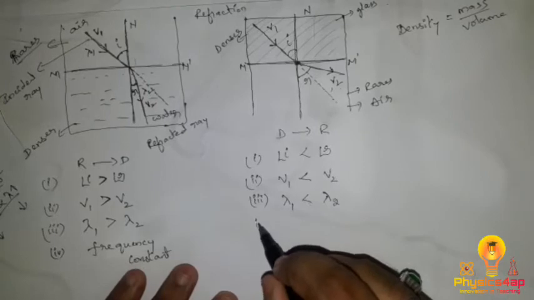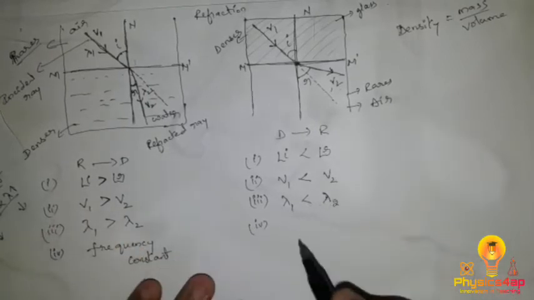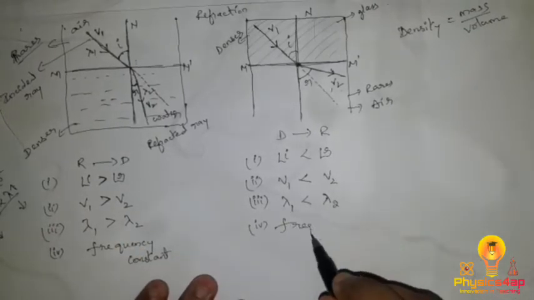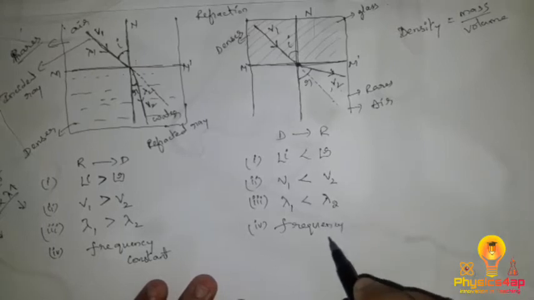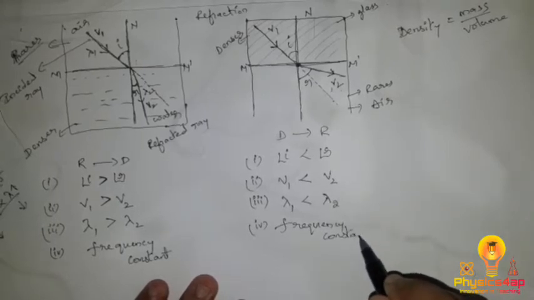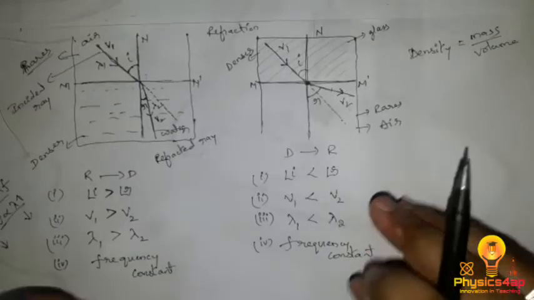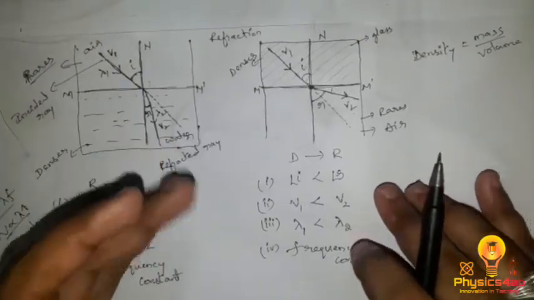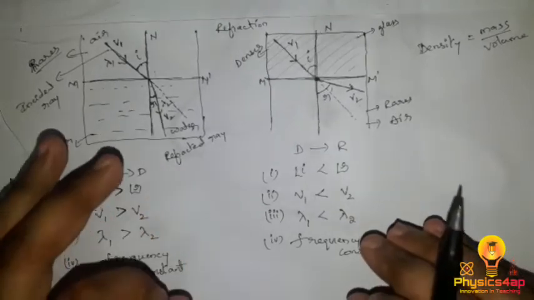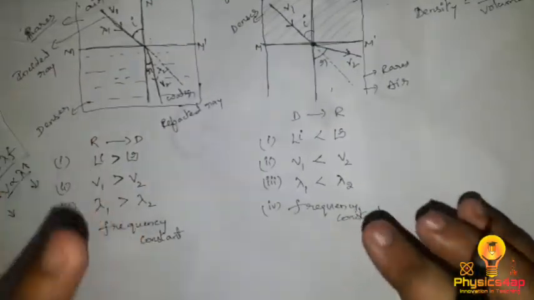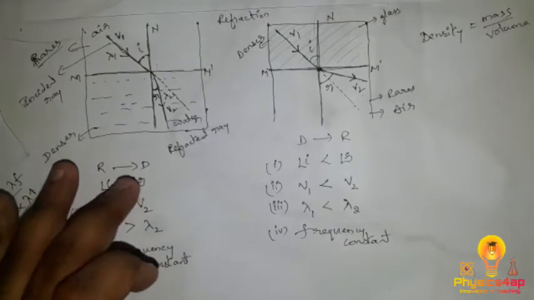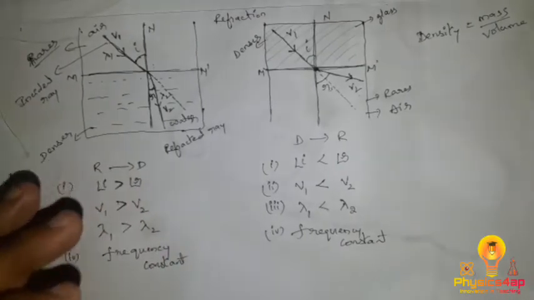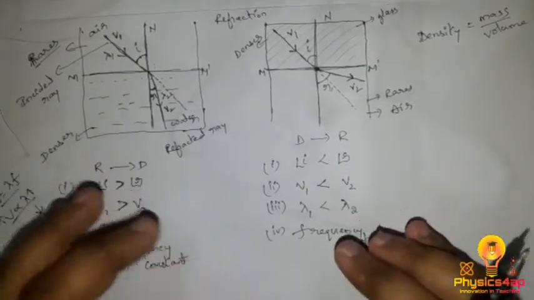And number 4 is the frequency. The frequency is constant when comparing both of them. So whether the light is traveling from rarer to denser or from denser to rarer, you need to observe that the frequency is constant. In refraction, the frequency is constant. That you need to remember here.